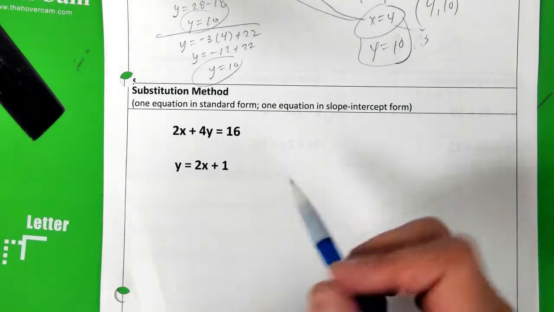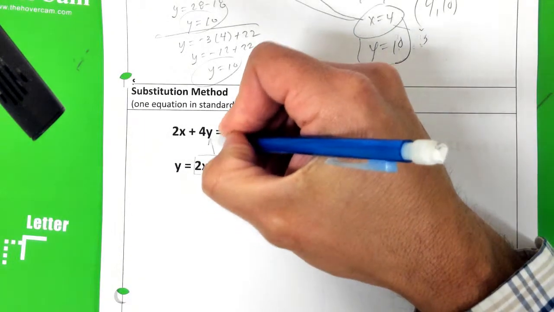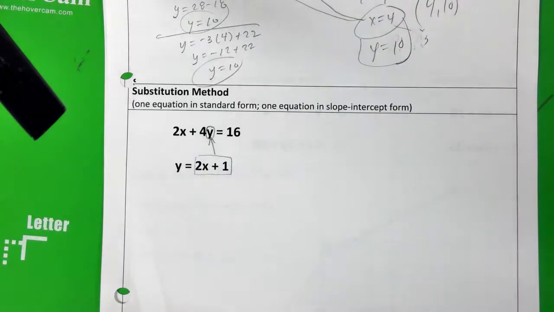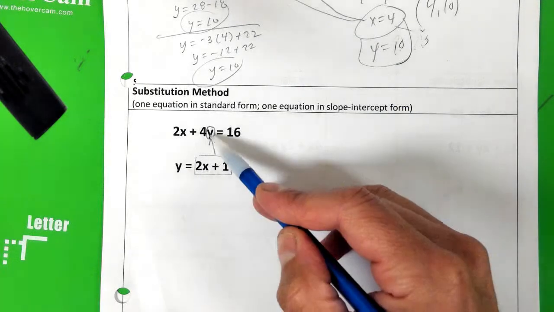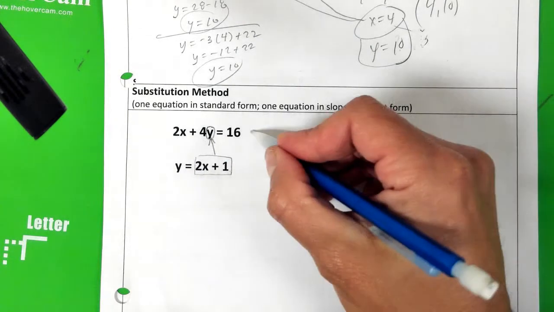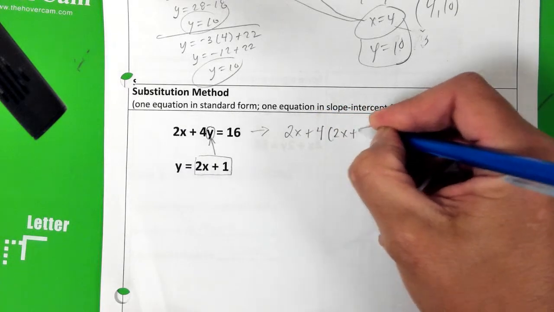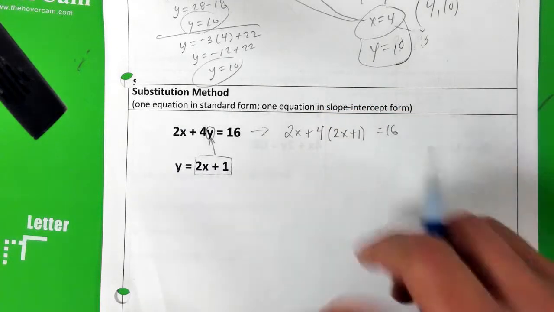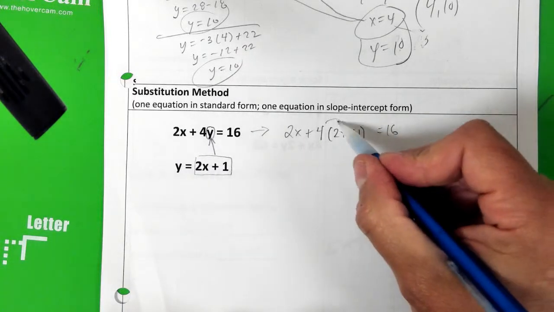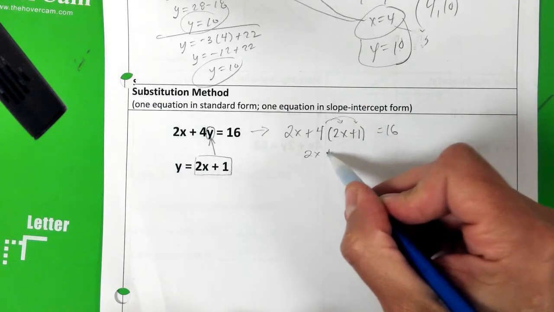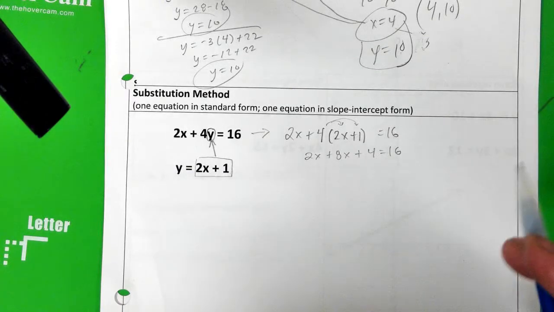All right, so this method is called substitution because we're taking the expression that is set equal to y and we are substituting it for y in the other equation. So since we know y is equal to 2x plus 1, we're replacing y with 2x plus 1 in the first equation. So it would say 2x plus 4 times, not y, but 2x plus 1 is equal to 16. Notice our equation now only has x's in it. So when we go to solve our system, we are going to end up with a solution for x first.